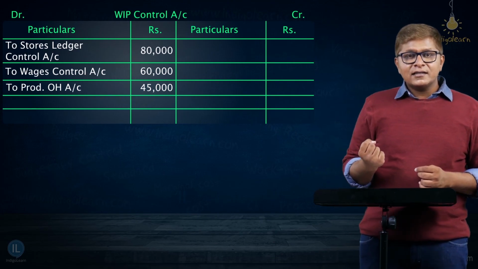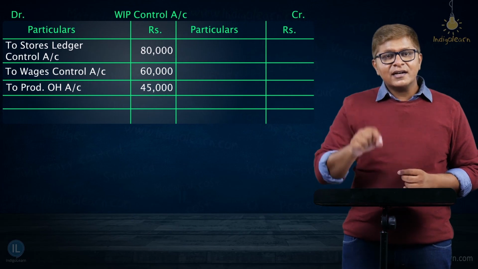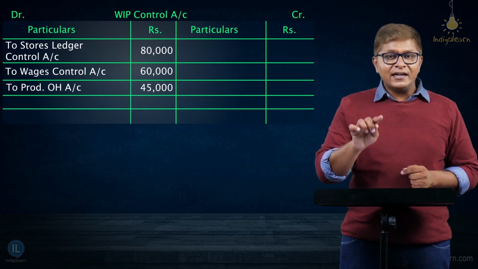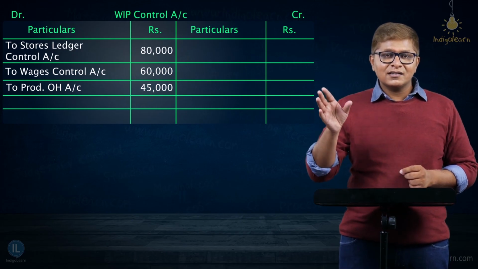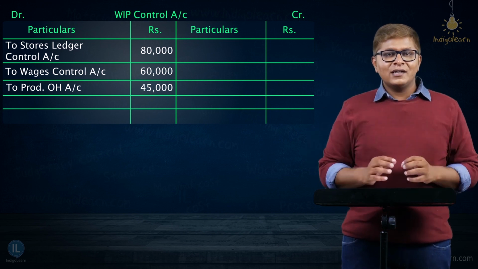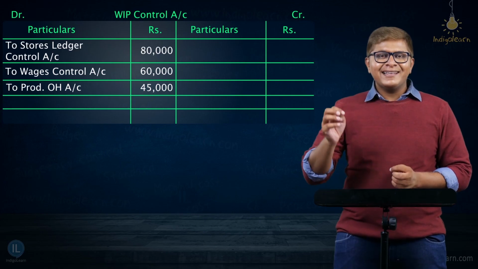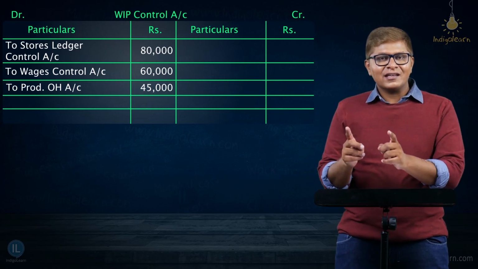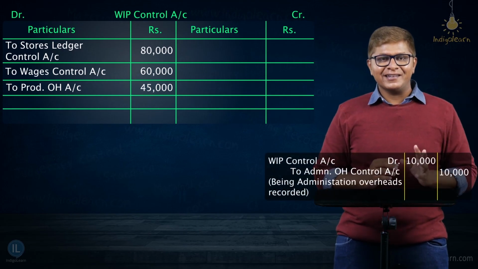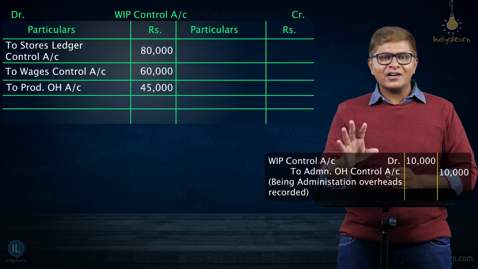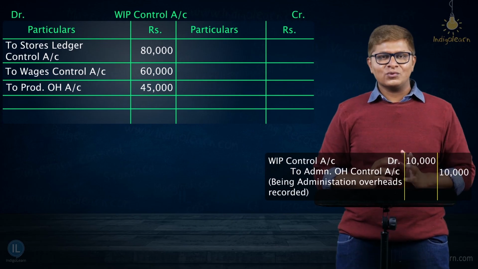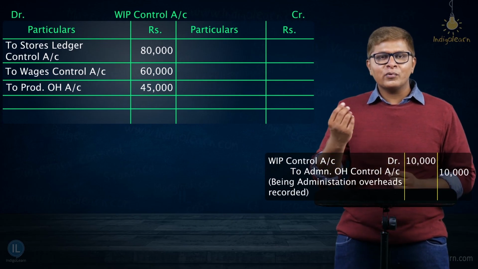Apart from this, they are saying there is some administration related overheads also which is related to the production activity. So we need to first pass an entry for that. We have to transfer the expenditure which is related to production from the administration overhead control account to the WIP control account. So let's pass the entry for transfer of 10,000 rupees worth of admin and office overheads to production activity. So the entry will be WIP control account debit rupees 10,000 to admin and office overhead control account rupees 10,000. Let's go to the WIP control account and post this entry.